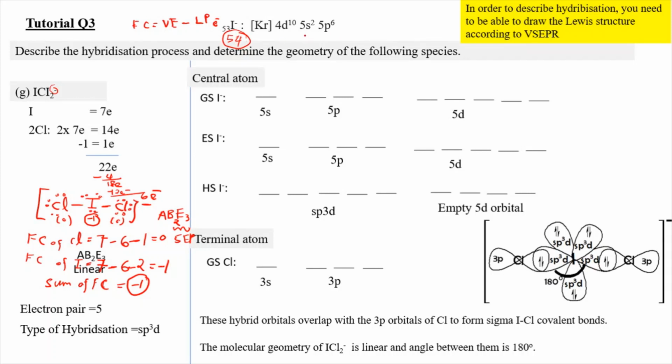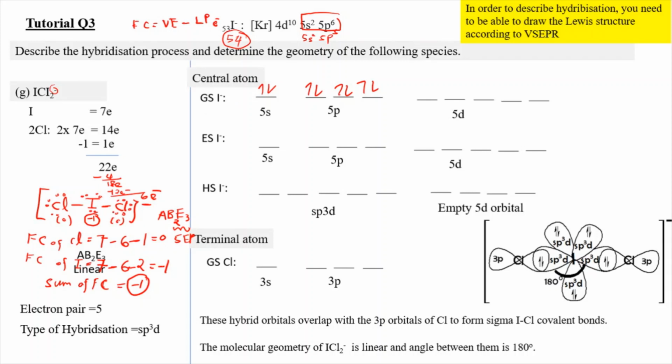And then in the neutral state, you're going to have 5s2, 5p5. But when it has received one more, it's going to be 5s2, 5p6. So we're going to look at the valence electrons only. So 1, 2, 3, 4, 5. And then 1, 2, 3. So we have 5s2 and then 5p6.